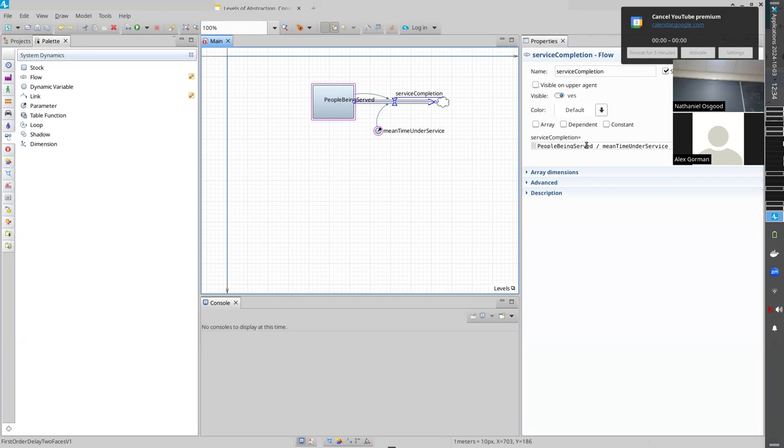Is this dimensionally correct? Yes, it is. People being served has the dimension people, mean time under service has the dimension time, so this is people per unit time. The rate of flow is some people per unit time. Ten would mean what here? Ten people per day. The value of the flow would be people per day, 10 people per day.